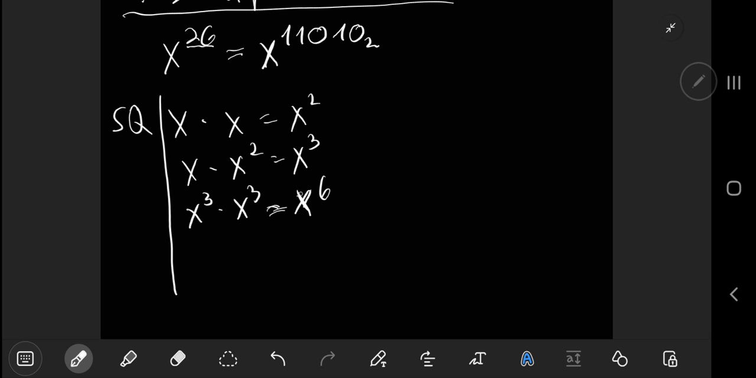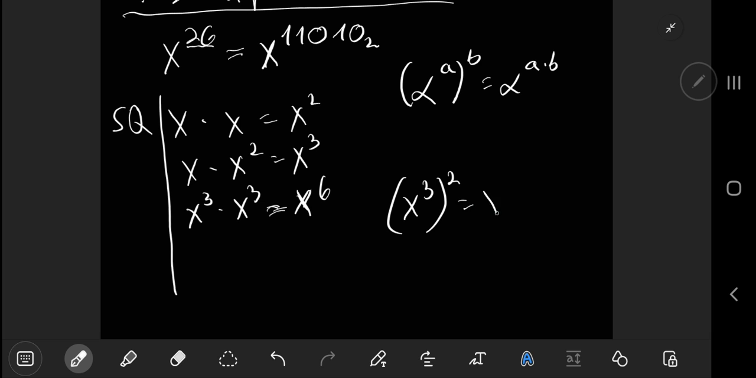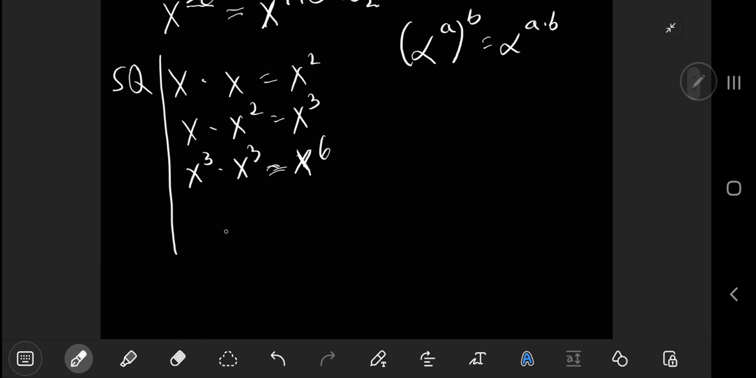6. Just for you to remember, alpha to the power of a, all of this to the power of b, is alpha to the power of a times b. So remember this. So this is x to the power 3 squared, which is x to the power 3 times 2, which is x to the power of 6. Okay, so it should be clear. Now let's continue. The next one will be x to the power of 6, and I will explain why I do exactly this.